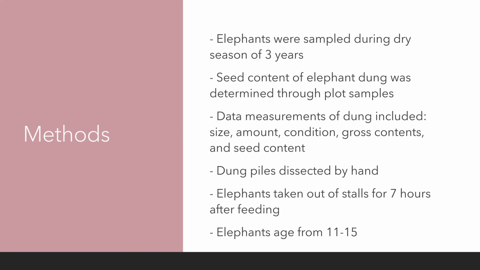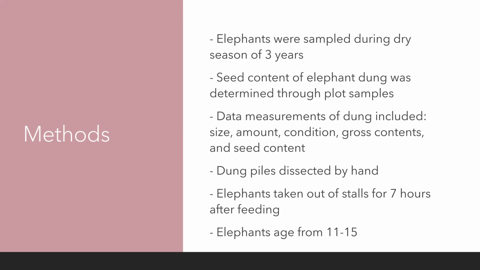The data measurements of the dung included the size of the dung, the amount of the dung, the condition, so whether it was dry or had moisture in it, and then the gross contents of the dung. Did it have bark? Did it have twigs? Did it have leaves? And then the seed content: how much of the seeds and the fruit, and how much was that relative to the actual plant that we were studying. The dung piles were dissected by hand. That leaves a little error, which again is good when you're doing a study.